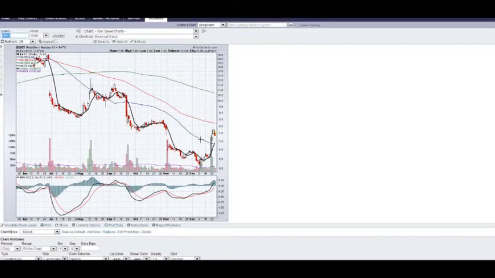So we have kind of a trend mix here. We have long-term, midterm, and short-term trends looking different. When that happens, we could argue there's less predictability in regards to the stock, or the odds are not as much in our favor that the stock is going to go in the direction that we suspect based on all the trends being in the same direction.